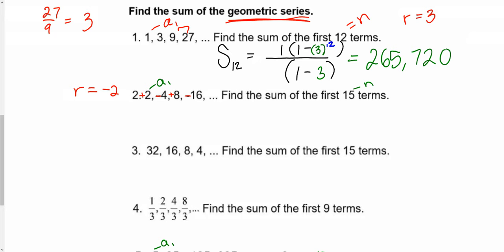So I'm going to give you about 60 seconds. I want you to write down the formula with all the numbers in place, and then type it into your calculator and see what you get.